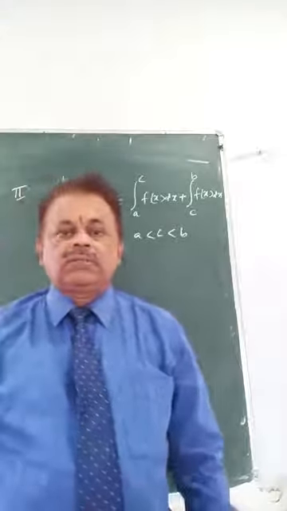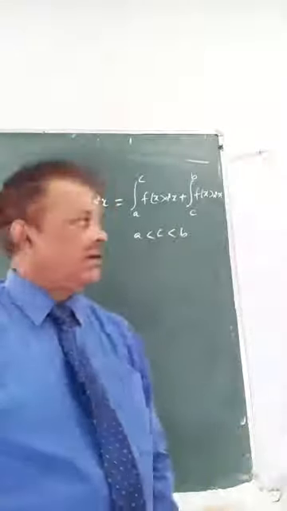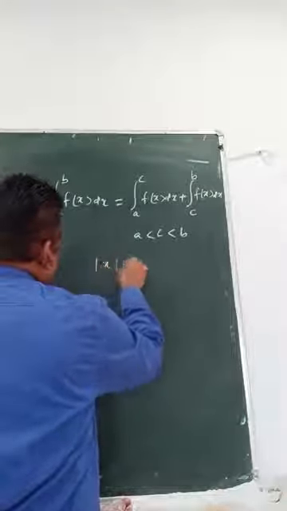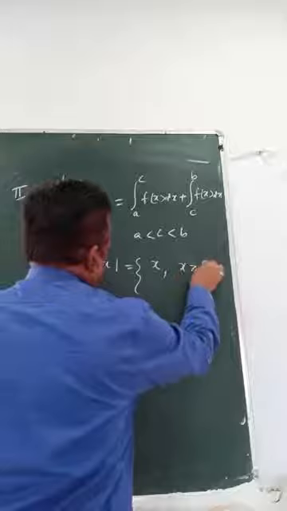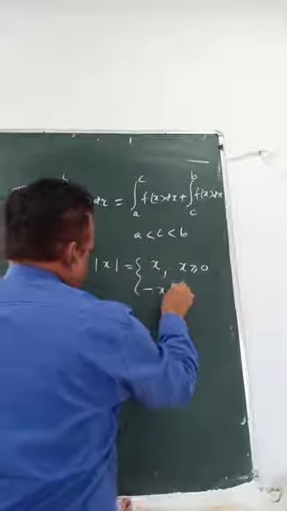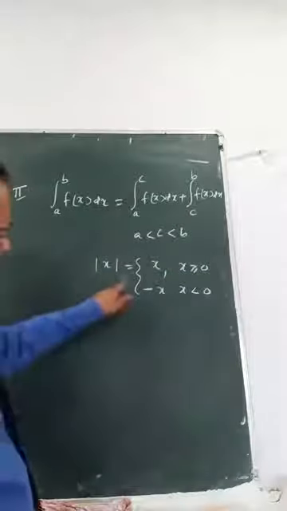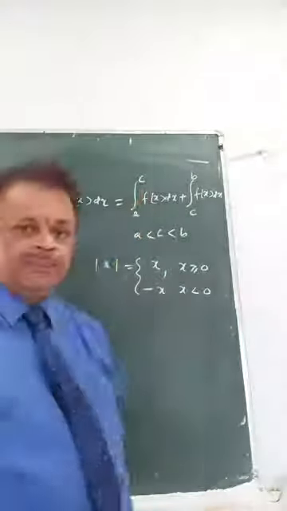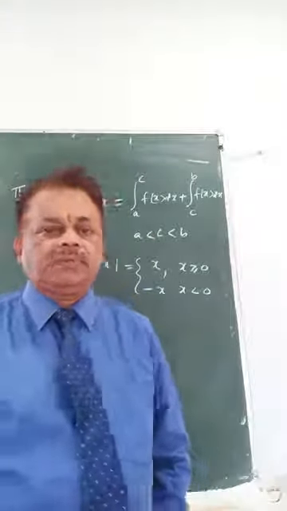Generally the modulus function comes like this. So before I start this, I would like to explain the modulus function. What is mod of x? It is x when x is greater than or equal to 0, and minus x when x is less than 0. Okay, now I'll explain one question based on this. Then we'll go to different questions of the second property.